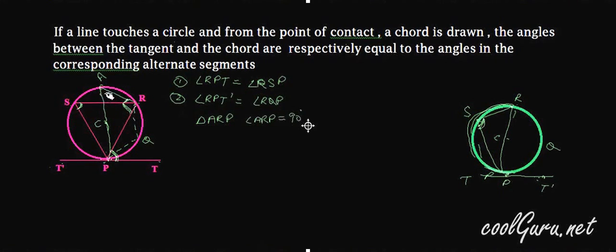Now suppose this angle is theta. Angle RAP, let angle RAP is equal to theta, then by angle sum property we know that sum of this angle A plus APR must be 180 degree. Therefore this angle APR will be 90 minus theta.